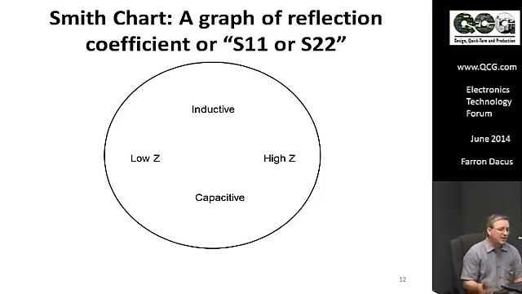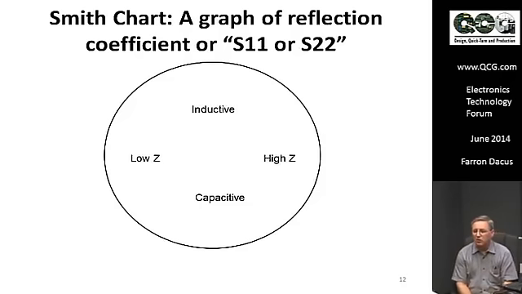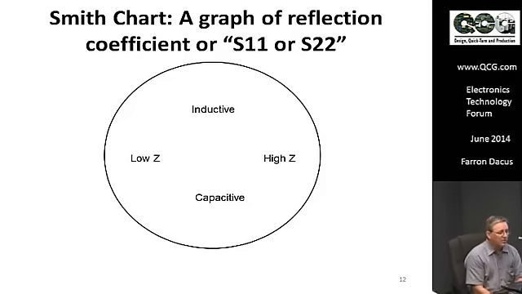Okay, the Smith chart. Not a lot of time to get into tremendous detail on this, but this is a very common circuit design tool that basically represents reflection coefficient, which naturally has a magnitude and a phase angle.